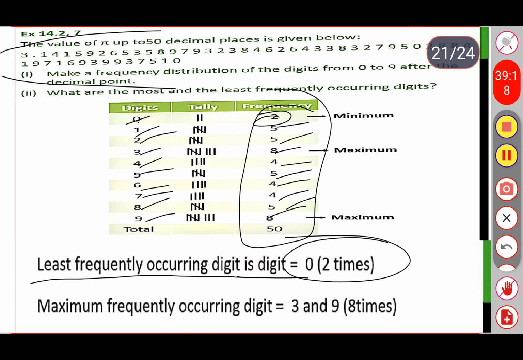And next is the maximum repeated digit. The most frequently occurring digits are 3 and 9. These two digits, 3 and 9, repeat 8 times. So the minimum repeated digit is 0, and the maximum repeated digits are 3 and 9.